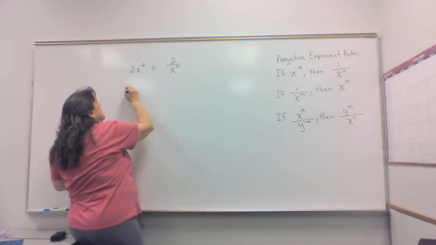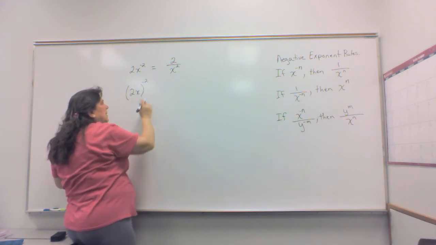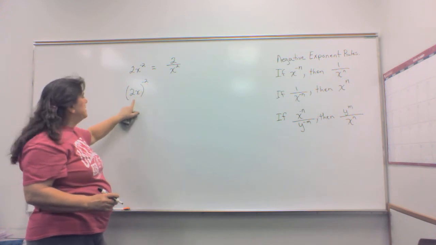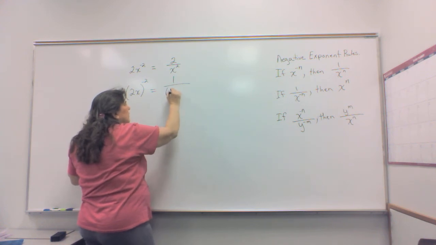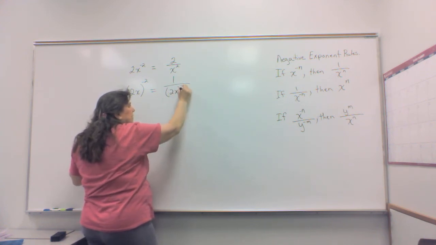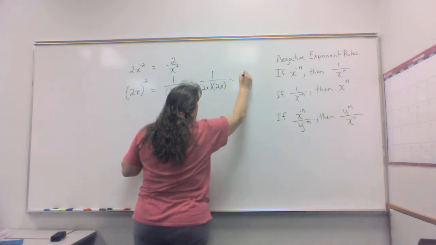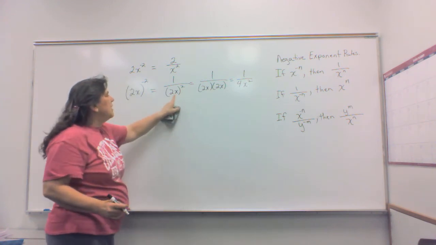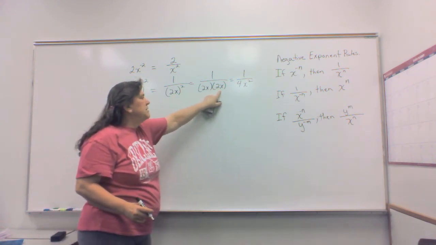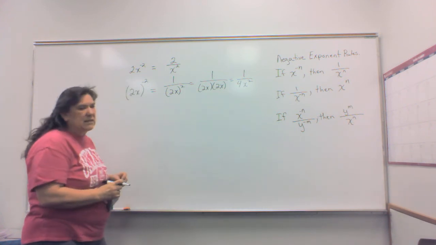Now let's look at, in parentheses, 2x to the negative 2. Now this negative 2 applies to everything that's inside the parentheses. Thus, it's 1 over 2x squared, which is the same as 1 over 2x times 2x, which equals 1 over 4x squared. You see how both of them were multiplied: the 2 times the 2, the x times the x, making the 1 over 4x squared.